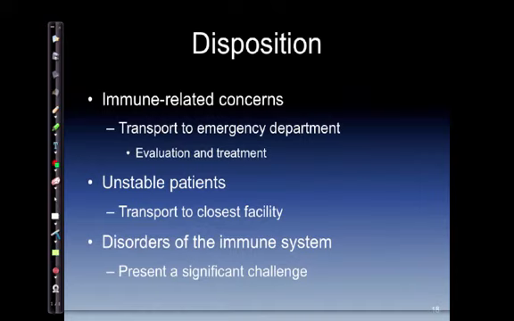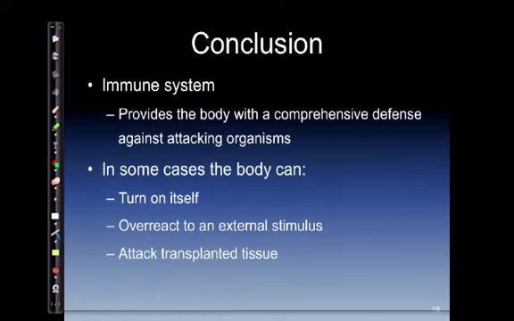Any kind of disorders of the immune system present a significant challenge to the paramedic for diagnosis. In conclusion, the immune system provides the body with a comprehensive defense against attacking organisms. Although the defense system is essential, in some cases the body can hurt itself and overreact to an external stimulus or attack a transplanted organ or tissue. With an excellent understanding of the immune system, the paramedic will be able to effectively treat patients with immune system disorders.